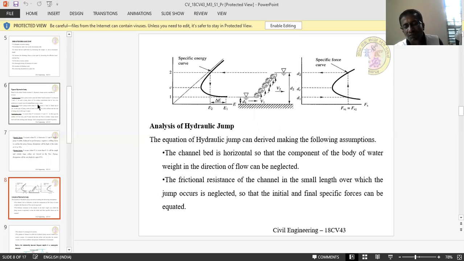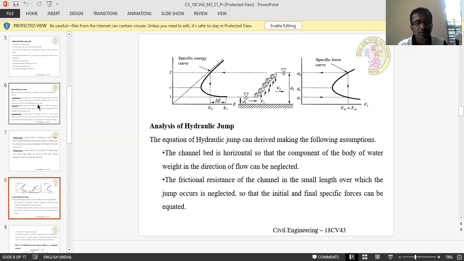So in solving a problem, on the basis of the data given, we decide whether hydraulic jump occurs or not on the basis of the Froude number as well as the values of Y1, Y2, YC and all these things.